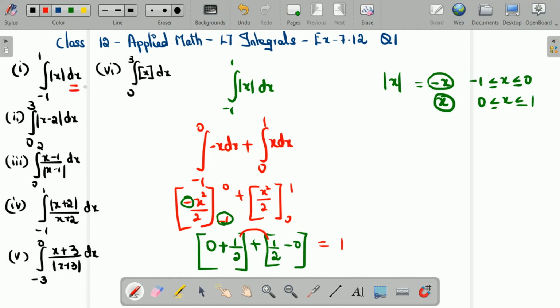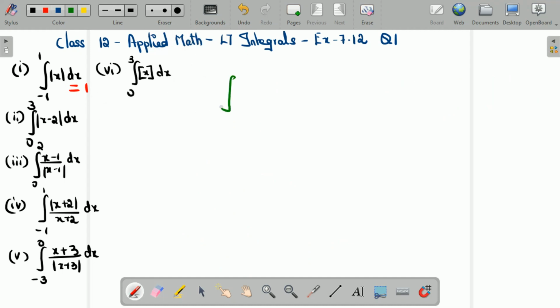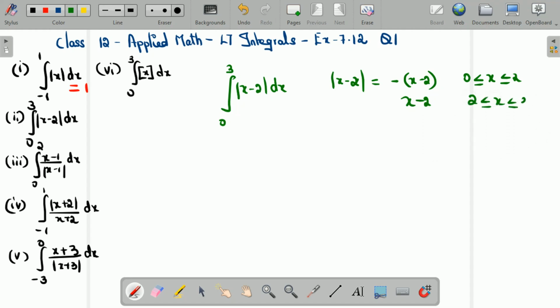So the value of the first integration is equal to 1. Now let's take up the second one. The second integration is between 0 and 3 of mod of x minus 2 dx. This function, mod of x minus 2, will give the negative of x minus 2 when x is less than 2. So I am going to break this integration for x from 0 to 2, and for x between 2 and 3, this function will give a positive value, or it will return the value of x minus 2 as such.